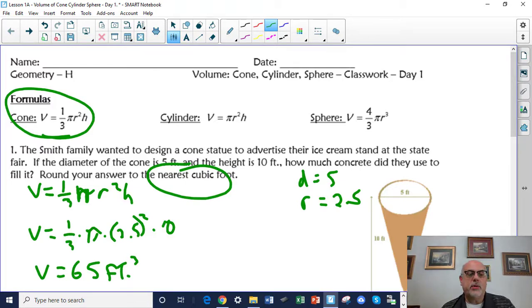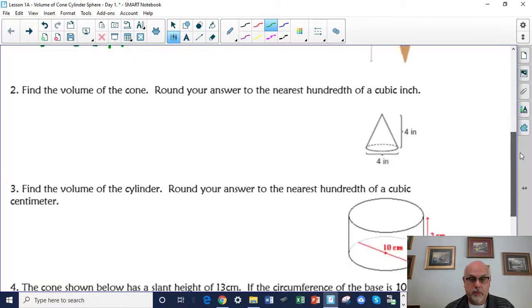Now if it says to round your answer, then you're going to round your answer, and you can use your pi button. If the problem does not say to round, and there is one problem here that doesn't say, it just says find the volume, then you're going to leave it in terms of pi, okay?